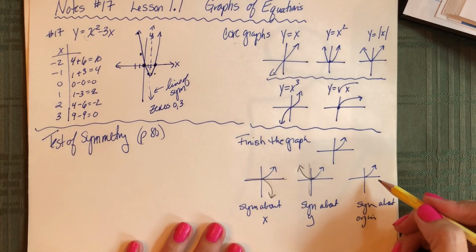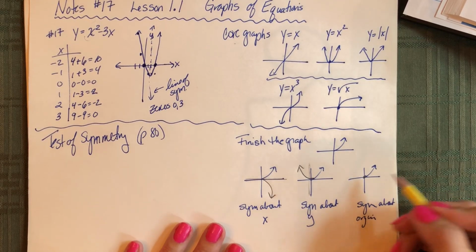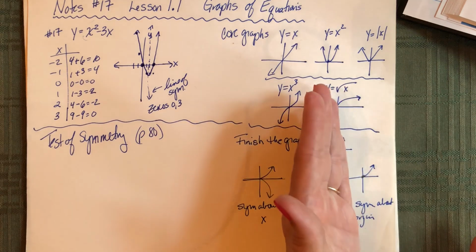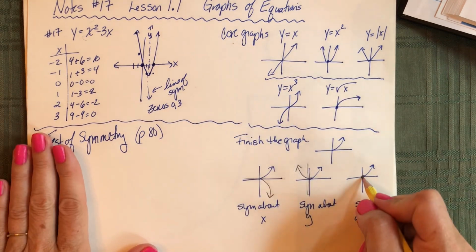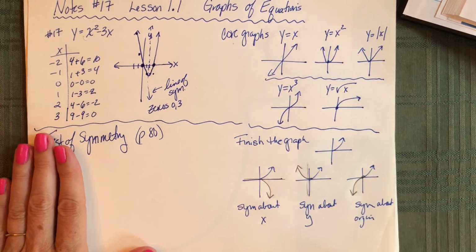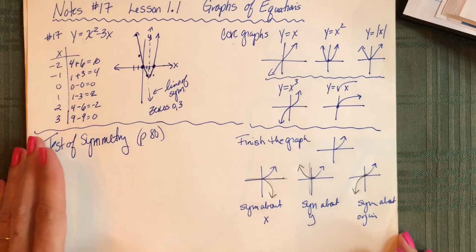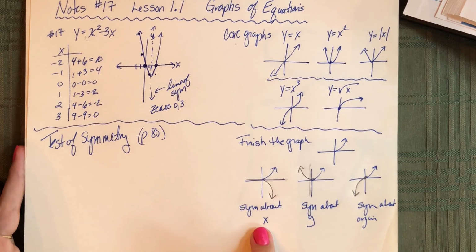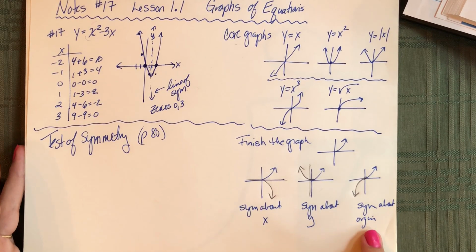This third one, symmetric about the origin. So here's my origin. That's going to be symmetric over the y and over the x. So that's going to flip it and then turn it right down. So those are the three different kinds of symmetry we're looking at. The big ones: over the x, over the y, and over the origin.